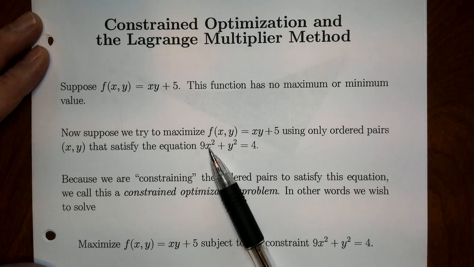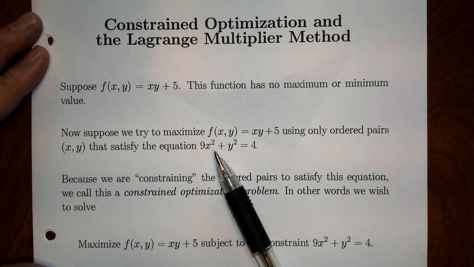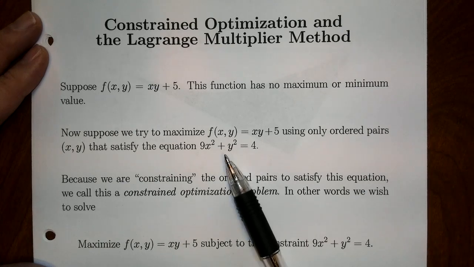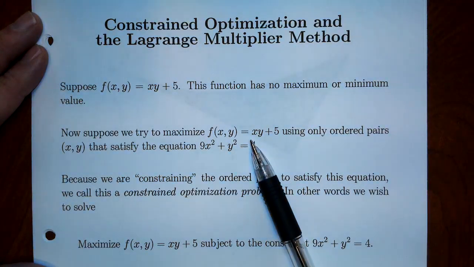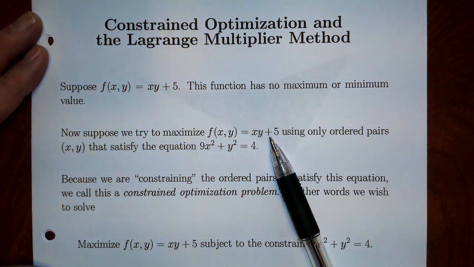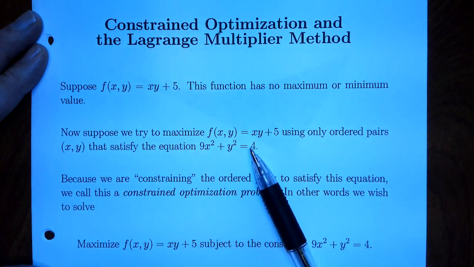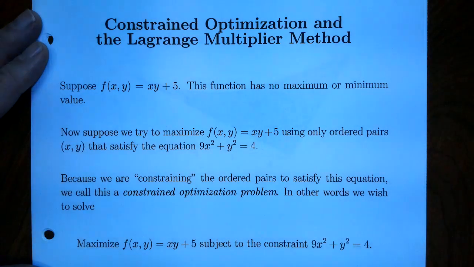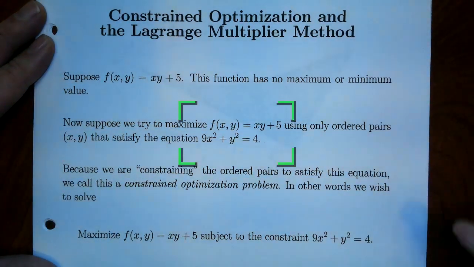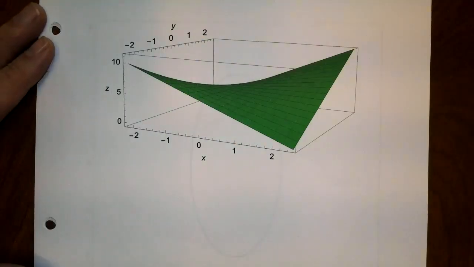But let's say x was 0 and y was 2. That would then be a candidate. That satisfies this equation. However, if we substitute 0 in for x, 2 in for y into this function, we would have 0 plus 5. So the idea is that even though this function does not have a maximum or minimum, if we restrict ourselves to a special set of ordered pairs that satisfy this equation, we might actually have a solution. Here's a picture of what's going on graphically.